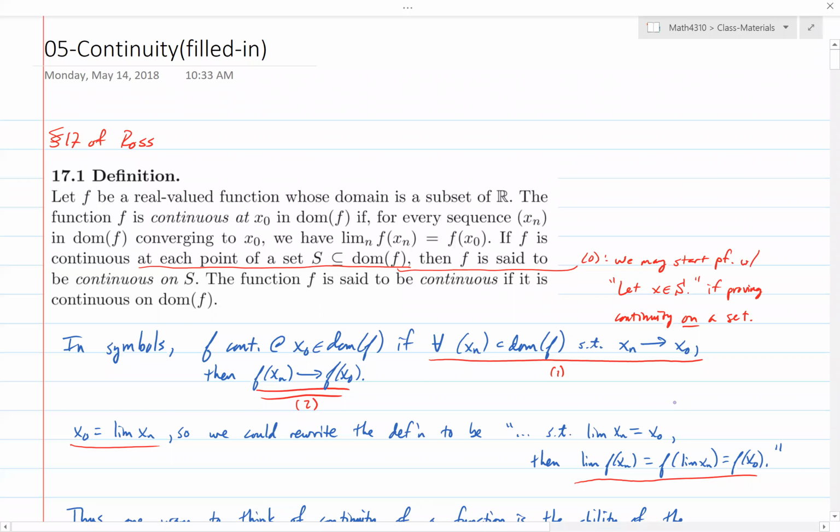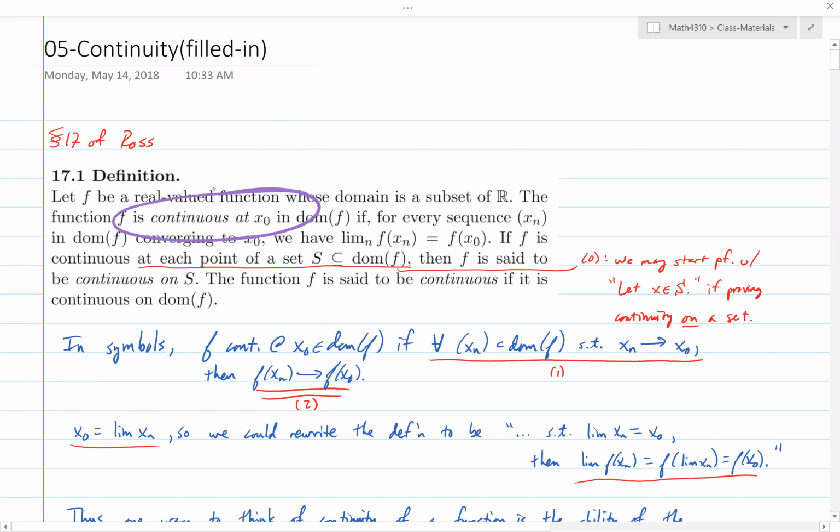Welcome to this recap video on continuity, which is section 17 of Ross. The perspective that we're really taking in this class is one of sequential continuity, which is to say that we can pass a limit through a function. If we can, then it's continuous at a point.